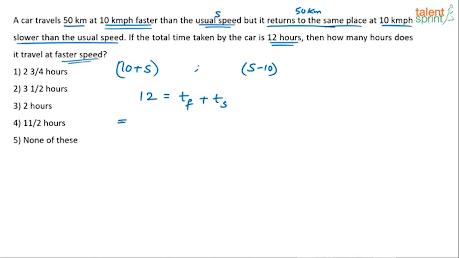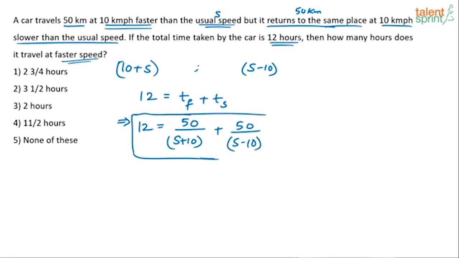Now simplify this. 12 equals, what is time? Time is equal to distance by speed. Distance is 50 in both cases. So 50 by the faster speed, s plus 10, plus the time taken to come back at the slower speed: distance is the same 50, speed is s minus 10. Done. Only one equation and one variable. What is that variable? s. You have to solve for that.